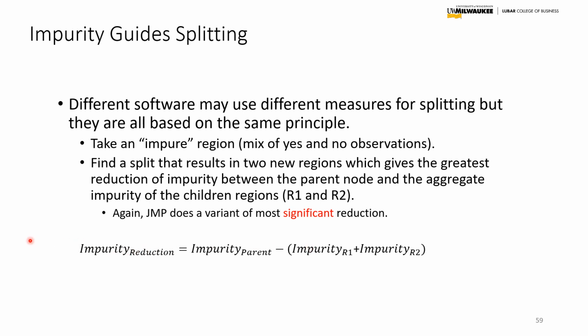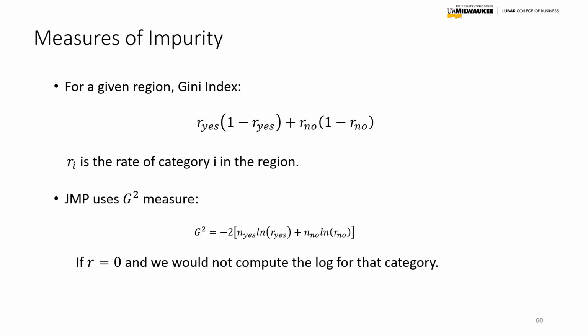Now I noted with regression trees that software will pick the greatest SSE reduction, but JMP does a variation with regression trees in that it looks for the most significant SSE reduction. The same thing here. JMP will actually look for the most significant impurity reduction. The idea of impurity reduction is a universal idea in classification trees used across all software. The only differences you might find would be how impurity is measured.